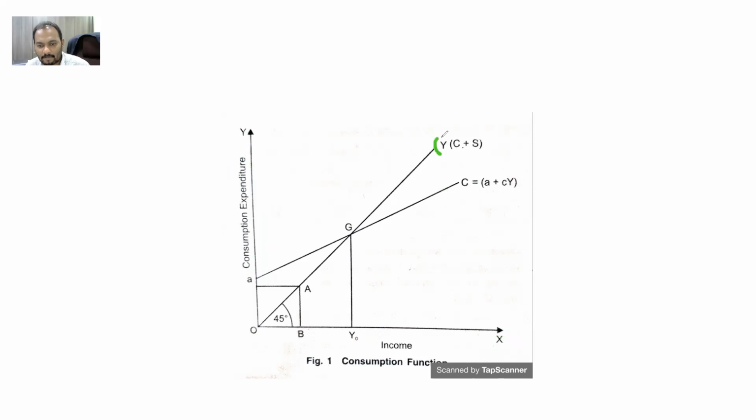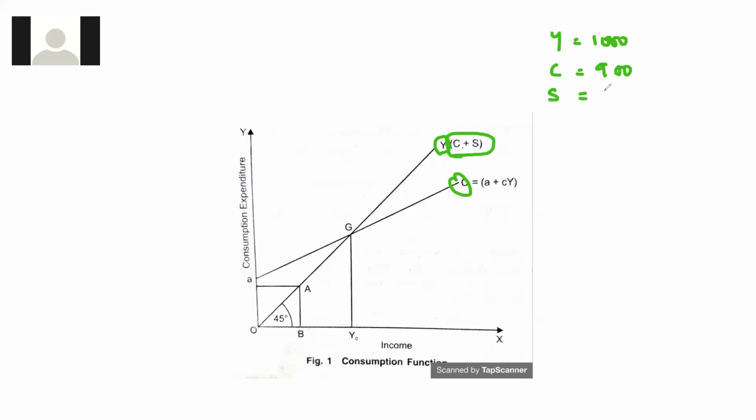So these alphabets Y and C are clear for you. Anybody having doubts? Y stands for income, and C stands for consumption. Can you see another formula here? Y is equal to C plus S. Yes, sir. For example, your income is 1,000. Consumption is 900. What is the remaining? Saving. How much is the saving? 100.